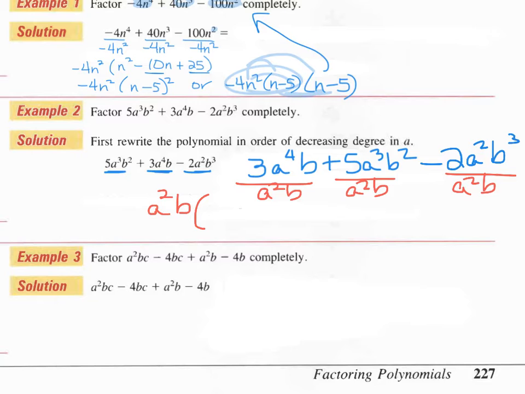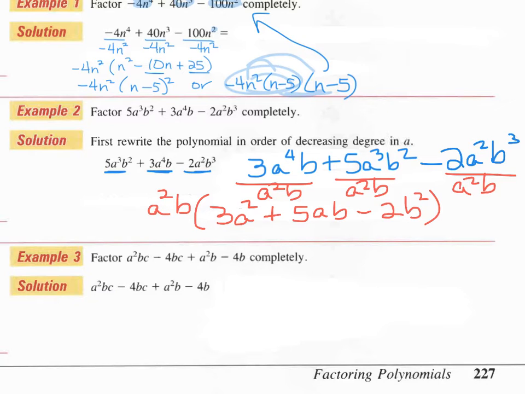And then left in parentheses for the first term is going to be 3, and then a to the 4th divided by a squared b. This is going to give me a squared. The b's cancel. Over here, I'm left with a 5 and an a and a b. And then the last term, -2, and then a b squared. Now, notice by putting it in order from greatest to least based on the letter a, I've now got a nice trinomial here that I can actually attempt to factor.